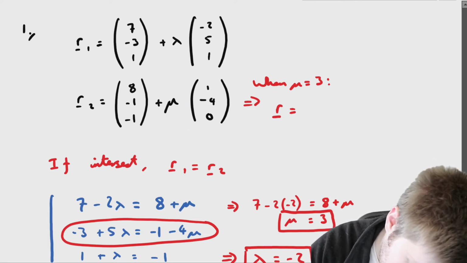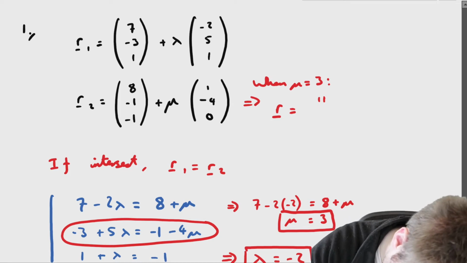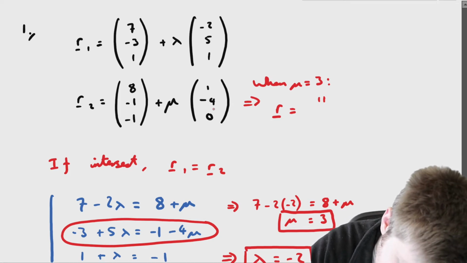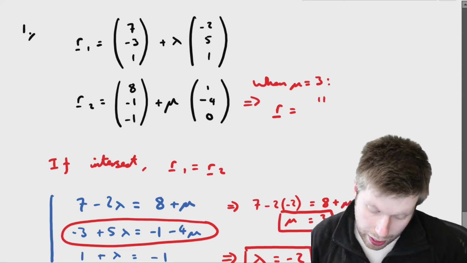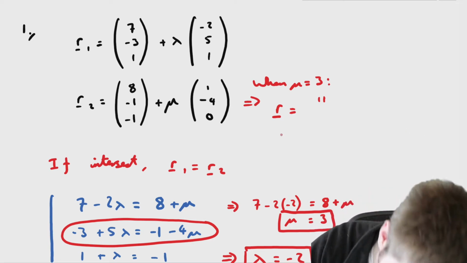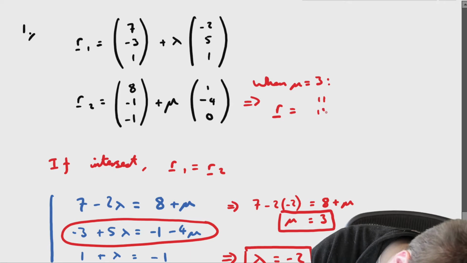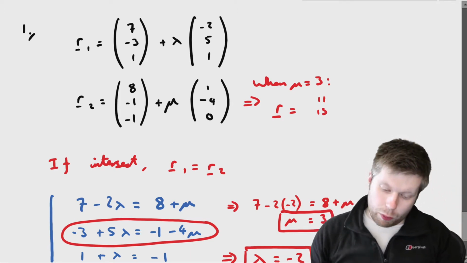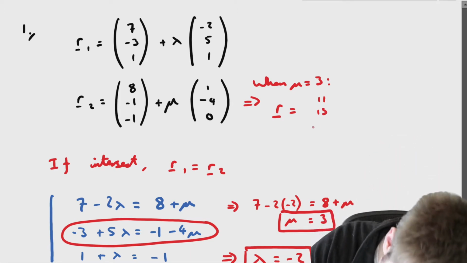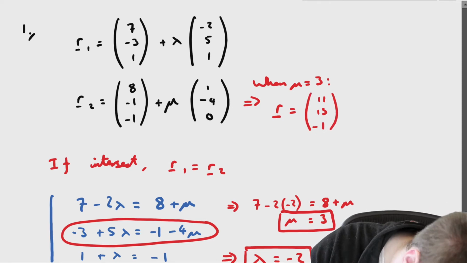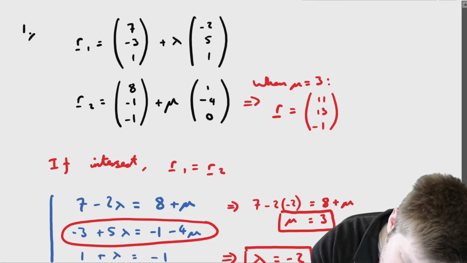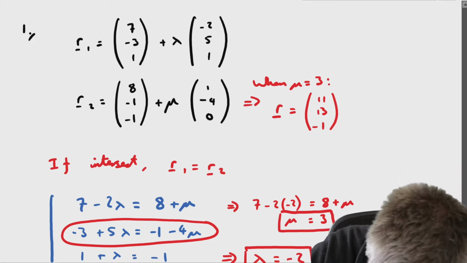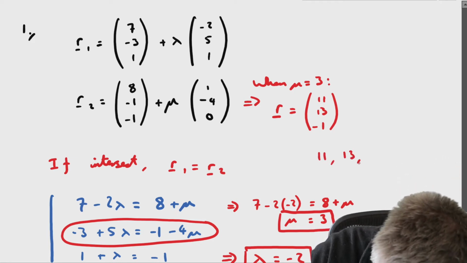So 8 plus 3 times 1, that's equal to 11. Negative 1 plus 3 times negative 4, so 3 times negative 4 is negative 12. And then if I take away 1 from that, that's equal to 13. And then finally, negative 1 plus 3 times 0, that's just equal to negative 1. Okay? So therefore, the point of intersection should be 11, 13, and negative 1. Okay, so the point is 11, 13, negative 1.